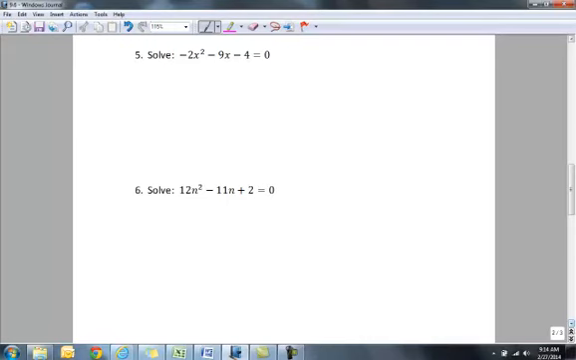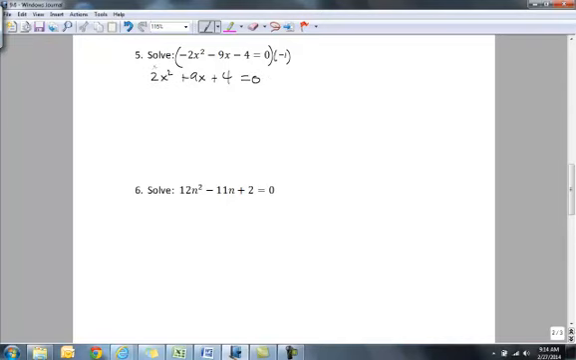Okay, so number 5, once again, it's a solve. And because it's an equation, I can get rid of all those negatives. I would prefer to not have negatives if I don't have to. So my first step here is going to be to multiply by a negative 1. That's going to give me 2x squared plus 9x plus 4 equals 0. Because it's an equation, I can do that, and that's going to make things a little bit easier for me.